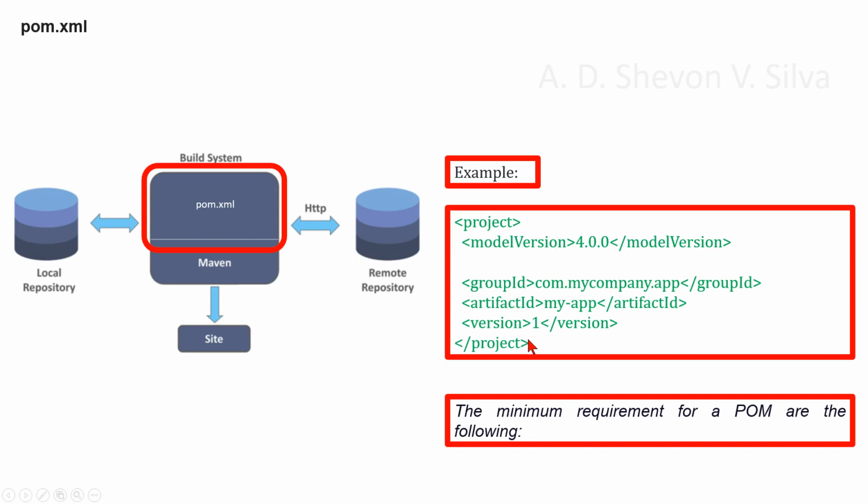The POM requires that its group ID, artifact ID, and version be configured. These are three values from project's fully qualified artifact name. This is in the form of group ID colon artifact ID colon version. As an example, we can consider here com.mycompany.app:my-app:1.